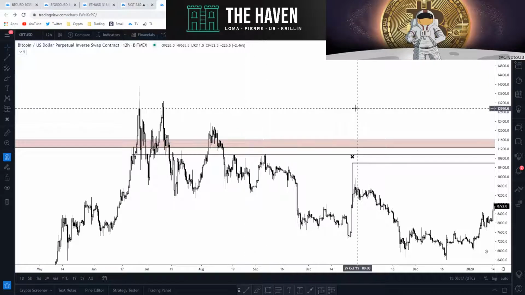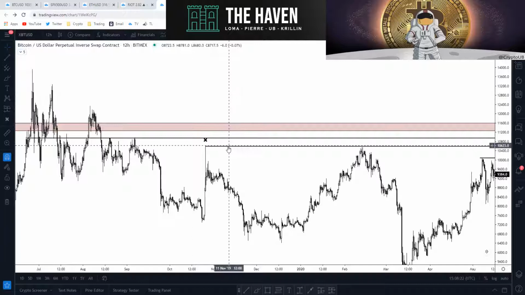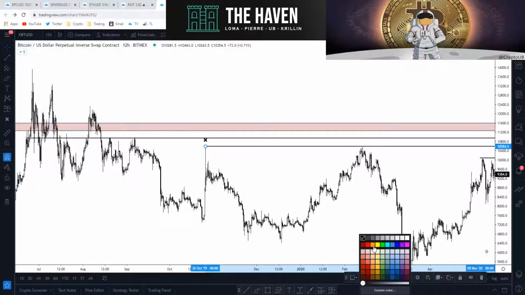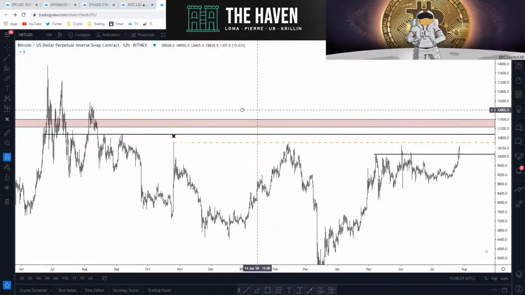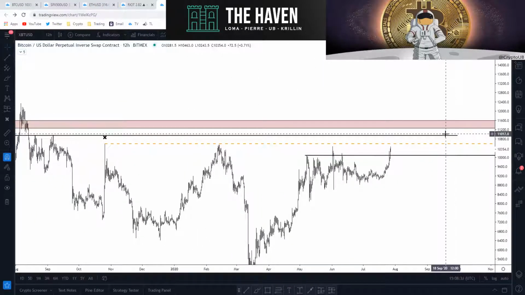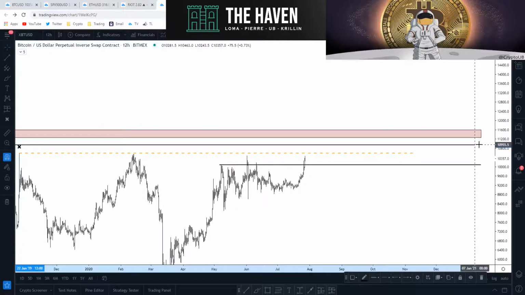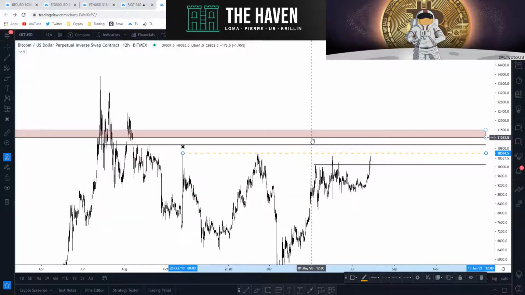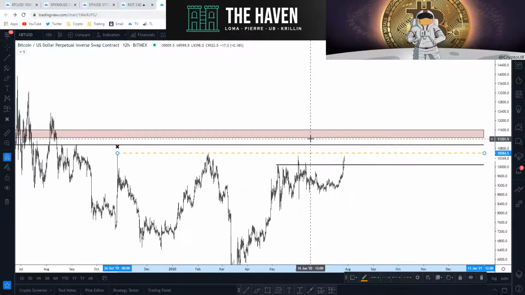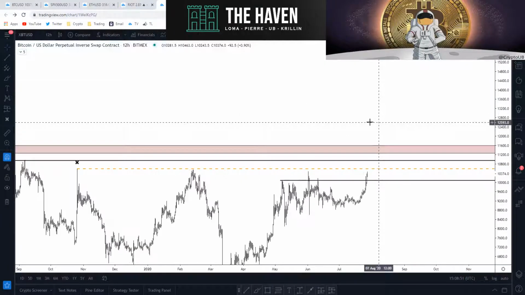So important area of support and resistance. Honestly, I would almost like to use this as just a swing high. So not necessarily a range high, but just a swing high. If we do break above there, our range high will then be the highs just above 11K, and our next target would be something like this high time frame level at 11,250. Okay, so that's basically what I'm looking at now.